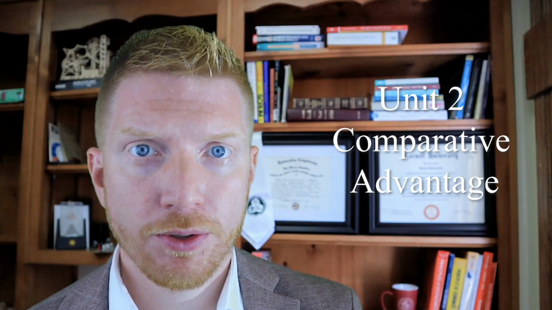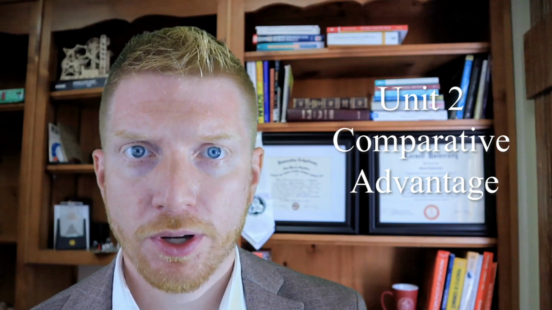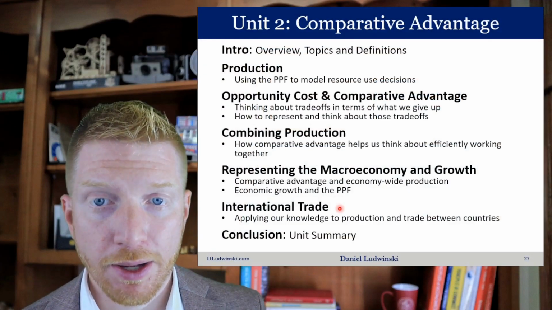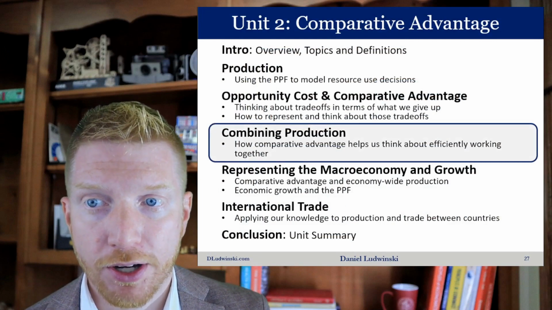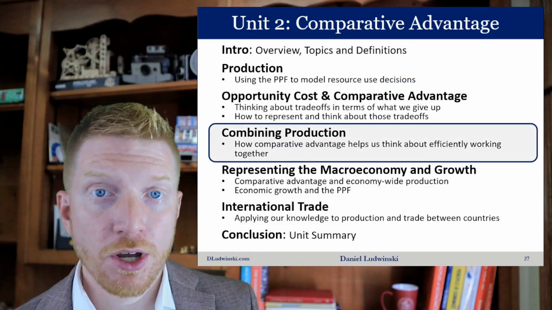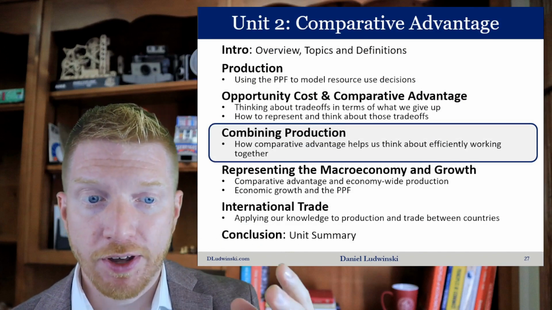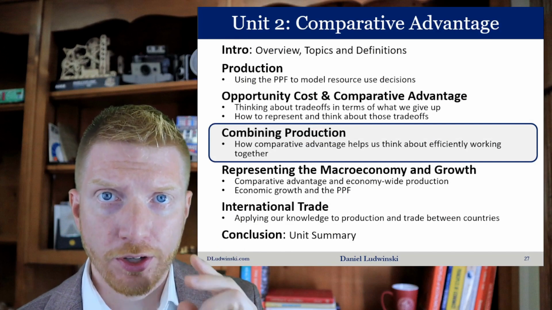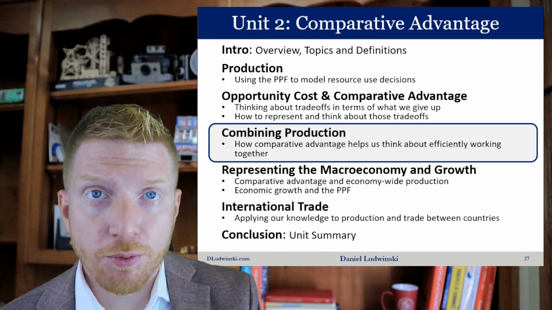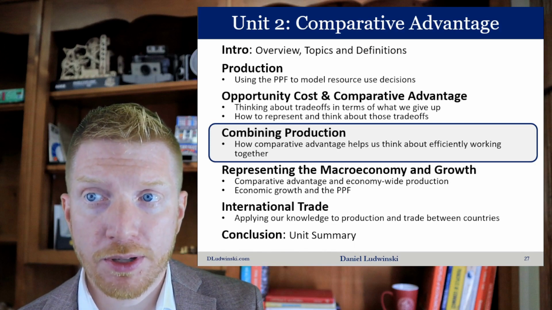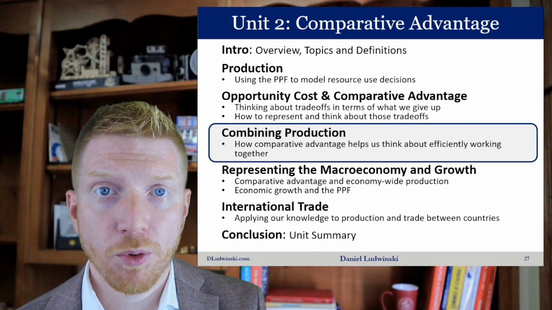Welcome back to Microeconomics. In this video, we're going to continue talking about comparative advantage, and we're going to do that by talking about how to combine production. So previously, we introduced the idea of two producers, and one of them having the comparative advantage in one good, and we also emphasized that with our two good model and two producers, the other would have the comparative advantage in the other good. We're going to show how this can be used to make production more efficient.